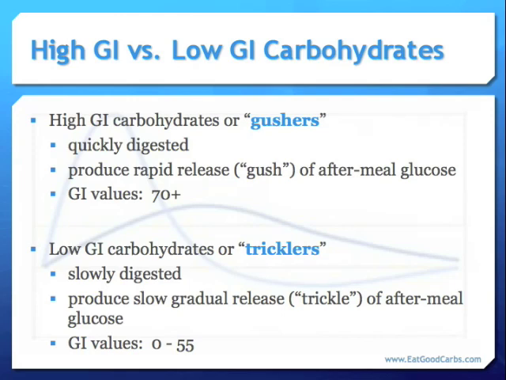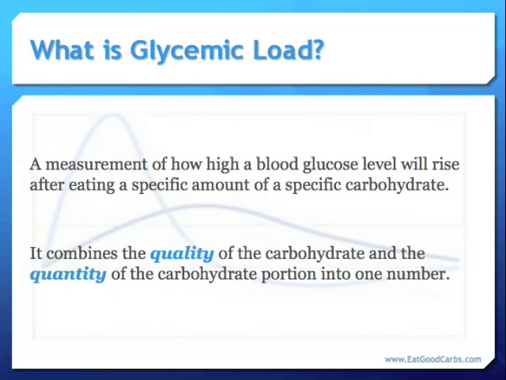Low GI carbohydrates, or tricklers, are more slowly digested by the body. Therefore, they produce a slow, gradual release, or trickle, of after-meal glucose into the bloodstream. Low GI carbs have GI values ranging from 0 to 55 on the glycemic index. So we've seen that the glycemic index helps to define part of the digestive quality of a carbohydrate.